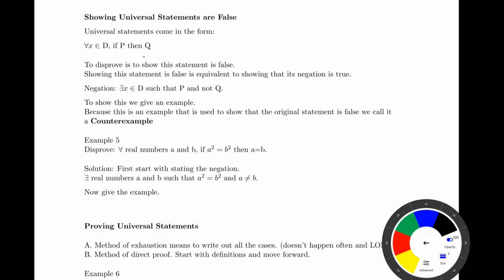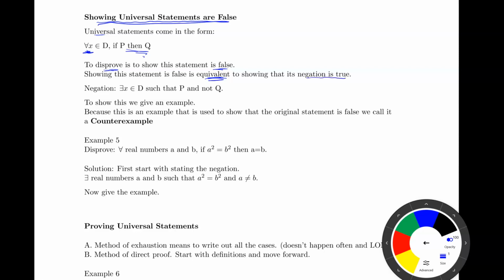Okay, so this is going to talk about how to show universal statements are false. A universal statement means this, right? For every x in D, if P then Q, or some kind of statement. To disprove is to show this statement is false, which is equivalent to showing its negation is true.